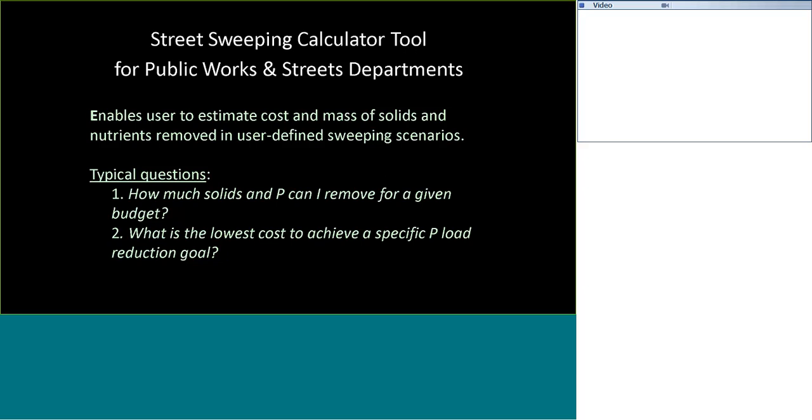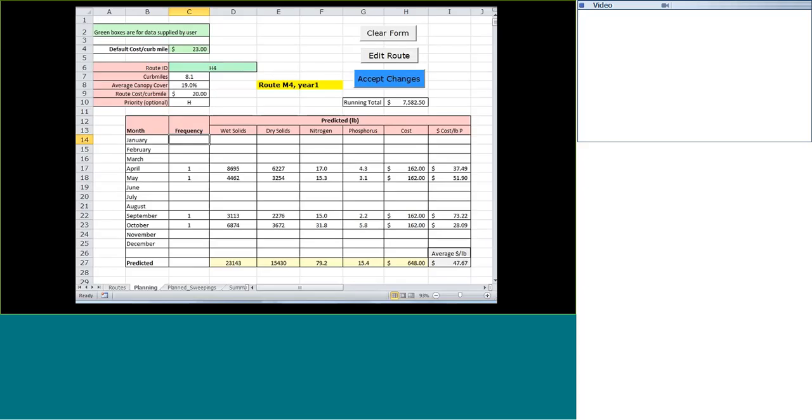As part of the Prior Lake study, we kept careful records of how much fuel it took to run the routes, how much labor was involved, how much depreciation occurred on the equipment, and so we could estimate the costs of different street sweeping. So the questions that can be asked with the calculator tool are: how much solids and phosphorus can I remove for a given budget, or what is the lowest cost to achieve a particular removal goal.